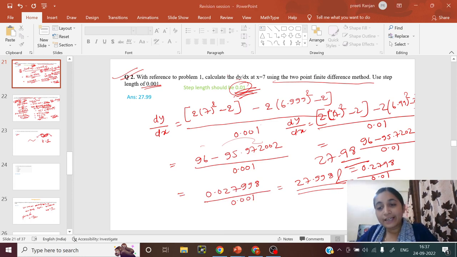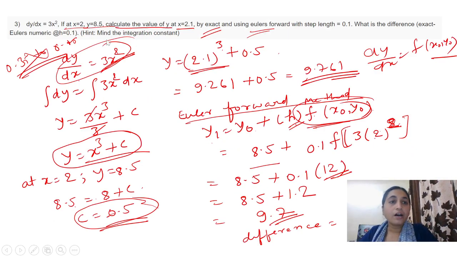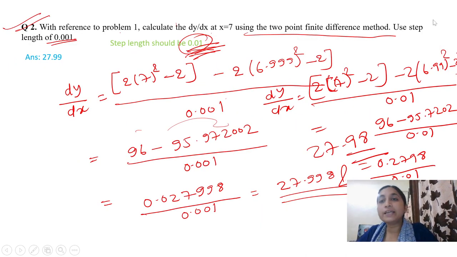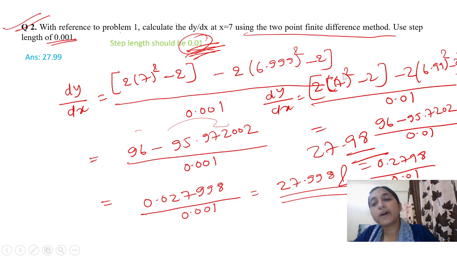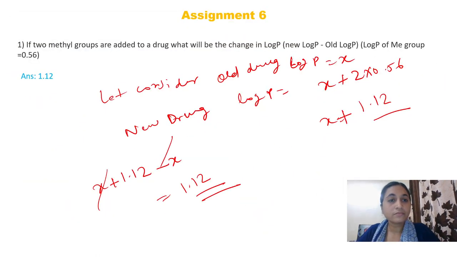So what I'm telling here, in this question, in place of this step length, you use 0.01 and solve like this: final minus initial upon final minus initial, in both y form and x form. So if you do this, then should I solve again? No response, Rajbinder. So the answer of this question will be 1.12.